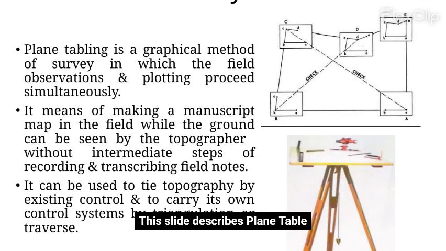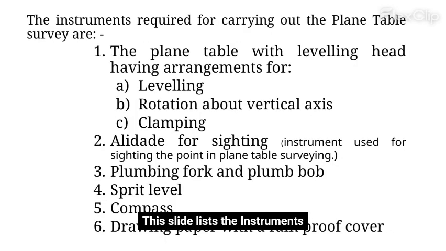This slide describes plane table survey as a graphical method of surveying where field observations and plotting proceed simultaneously. It involves making a manuscript map in the field while observing the ground, eliminating intermediate steps of recording and transcribing field notes. It can be used to tie topography to existing control and to carry its own control systems by triangulation or traverse. This slide lists the instruments used for plane table survey.